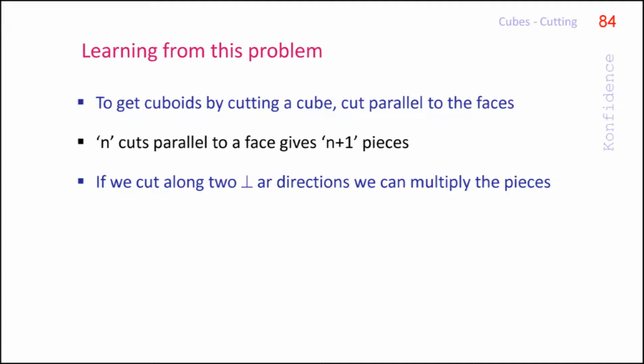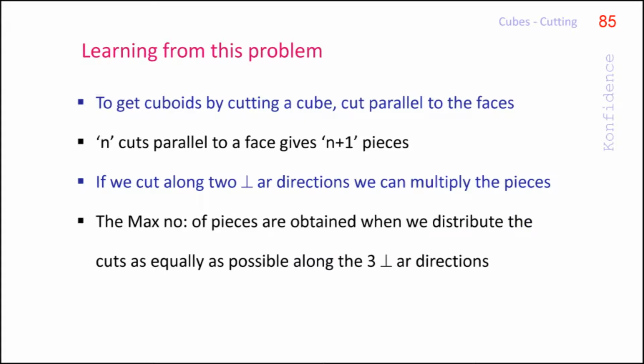When we made 1 cut along one direction, a second cut along a direction perpendicular to the first cut, and the third cut in a direction perpendicular to both the previous cuts, we got 1 plus 1 into 1 plus 1 into 1 plus 1 equals 8 cuboids.